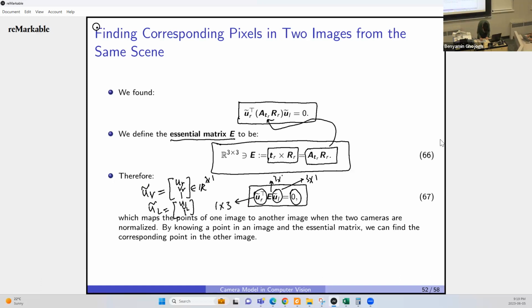E is also 3 by 3. So the whole thing is 1 by 1. It's a scalar. This series. Okay. What is equation 67 doing?